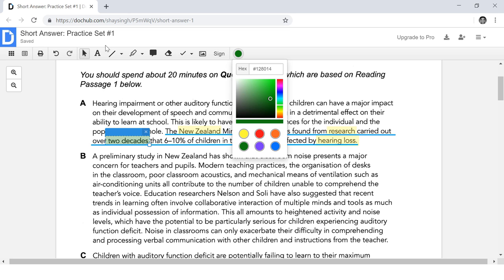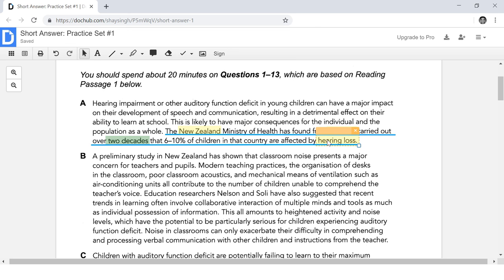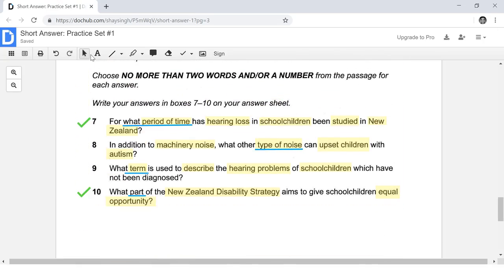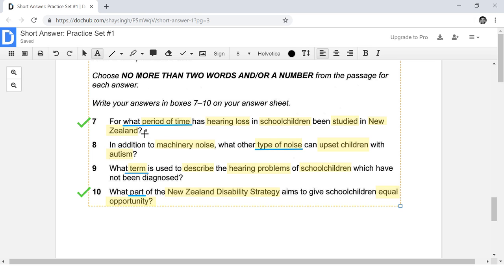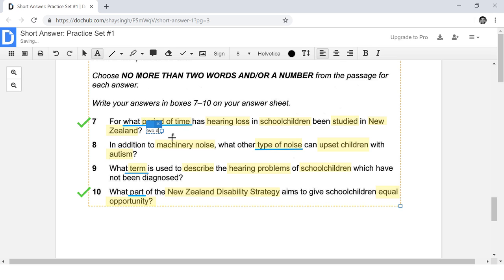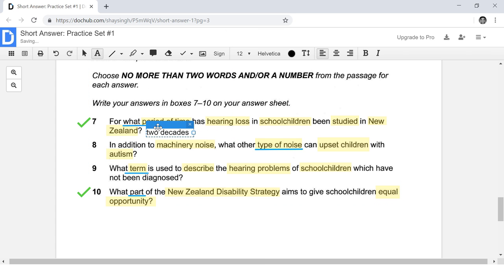So I'm going to mark that in green. That is the correct answer. And let's just go down here and fill that out. You can either write it here and then transfer all the answers together into your answer sheet, or you can put them directly into your answer sheet, whatever works best for you. So 2 decades is our answer. I'm going to make that perhaps 12.